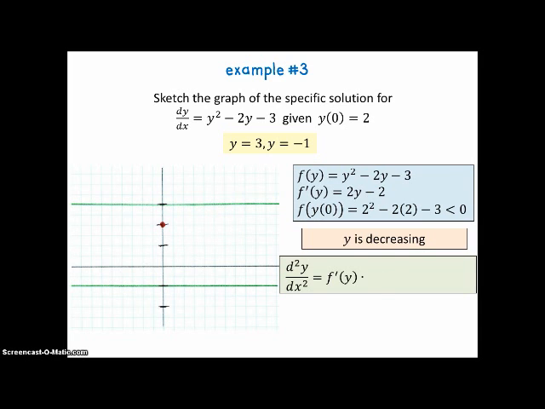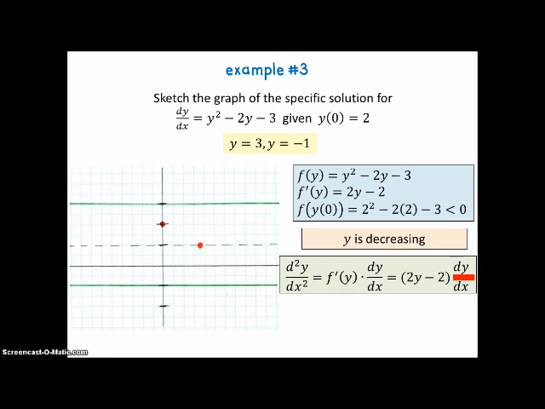Now we need to look at the second derivative, which is f prime of y times dy/dx. In this case, that's 2y minus 2 times dy/dx. And so we need to look at when f prime of y is going to change signs, and that's going to be at y equals 1. And so my concavity is going to change at y equals 1, and I'm not using an x scale because we're not going to find the x value there, obviously. Okay, so now what's next?